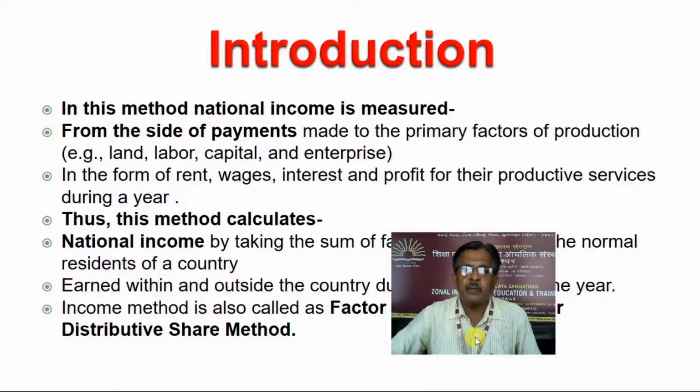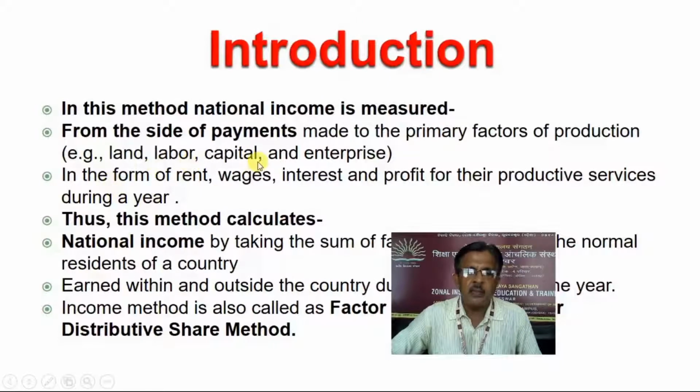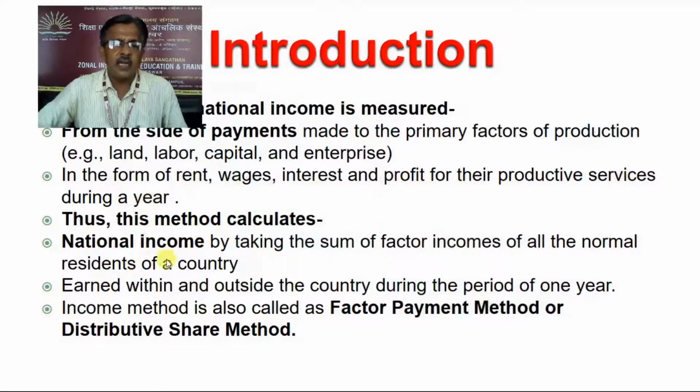The method of measurement of national income: in this method, the national income is measured from the side of payments made to the primary factors of production. For example, land, labor, capital and enterprise. These are the primary factors of production, and they are paid in the form of rent, wages, interest and profit for their productive services during a year. Thus, this method calculates national income by taking the sum of factor incomes of all the normal residents of a country earned within and outside the country during the period of 1 year. This method is also called the factor payment method or distributive share method.